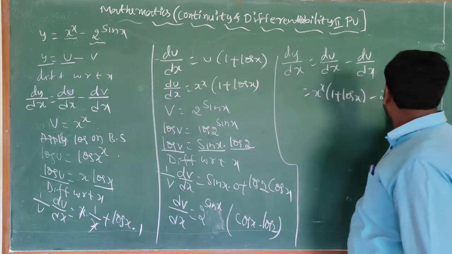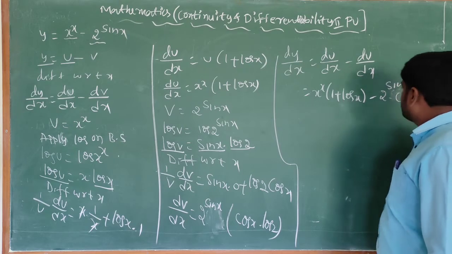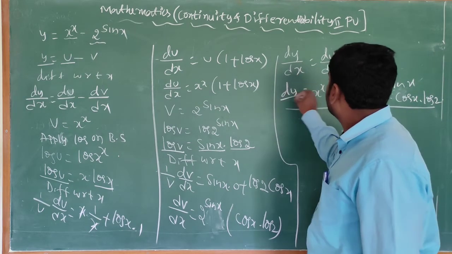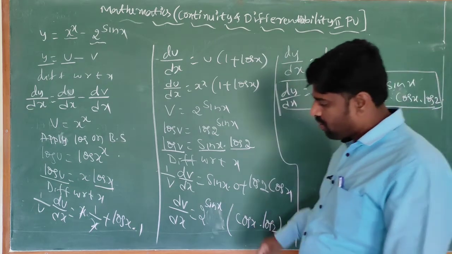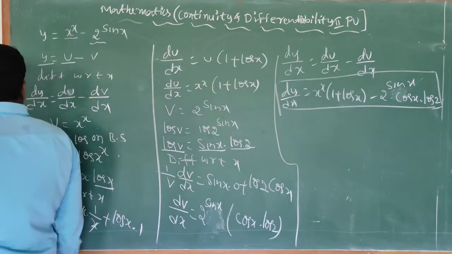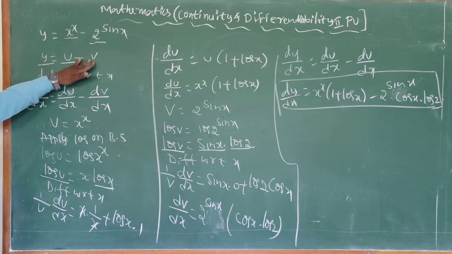2 to the power of sin x cos x into log 2. This is your dy by dx. Observe once again, children. This type of problem is very, very important. So the function can be taken as y is equal to u minus v.